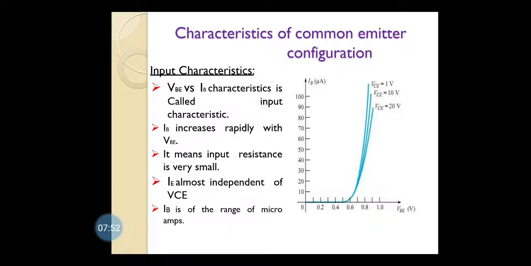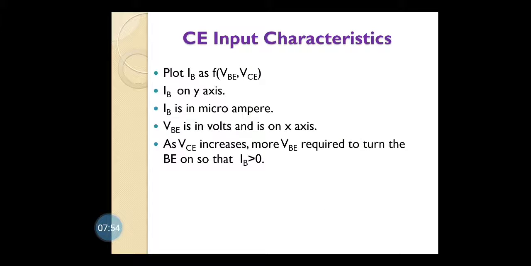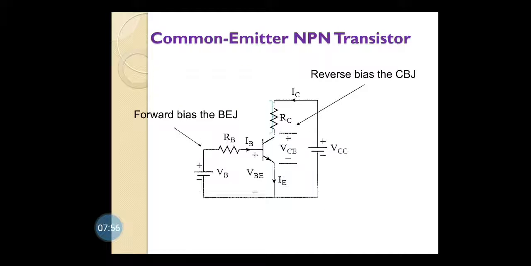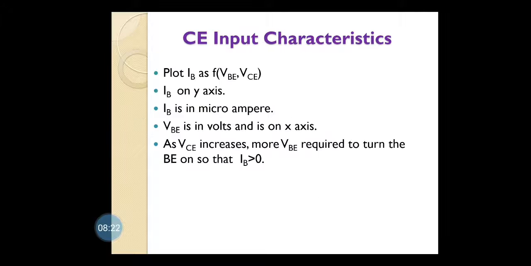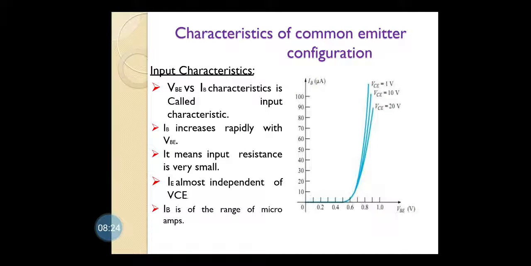When I connect this circuit diagram, the output voltage VCE I am going to keep constant, for example 1 volt or 10 volts. I will keep this constant and go on changing VBB. Here you can see VB, it is written by mistake. If I go on changing VBB, the base current will change and VBE will change, and I will note down VBE and IB, and then plot the graph, which will look like this.